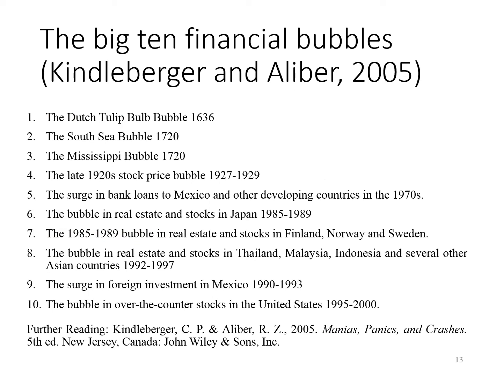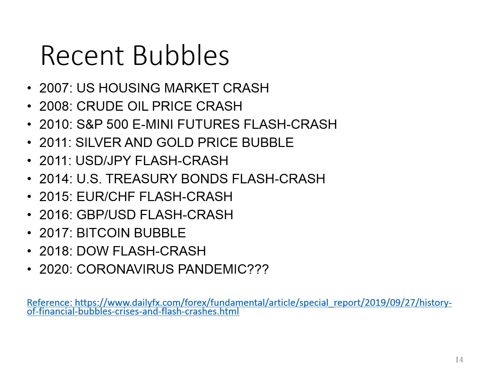Kindleberger and Aliber highlighted 10 big financial bubbles in their book published in 2005. The title of the book is Manias, Panics and Crashes. You are strongly encouraged to read this book to understand the major bubbles in history. In recent years, history continues to record many examples where rampant speculation caused a rapid boom in prices followed by sudden collapse.